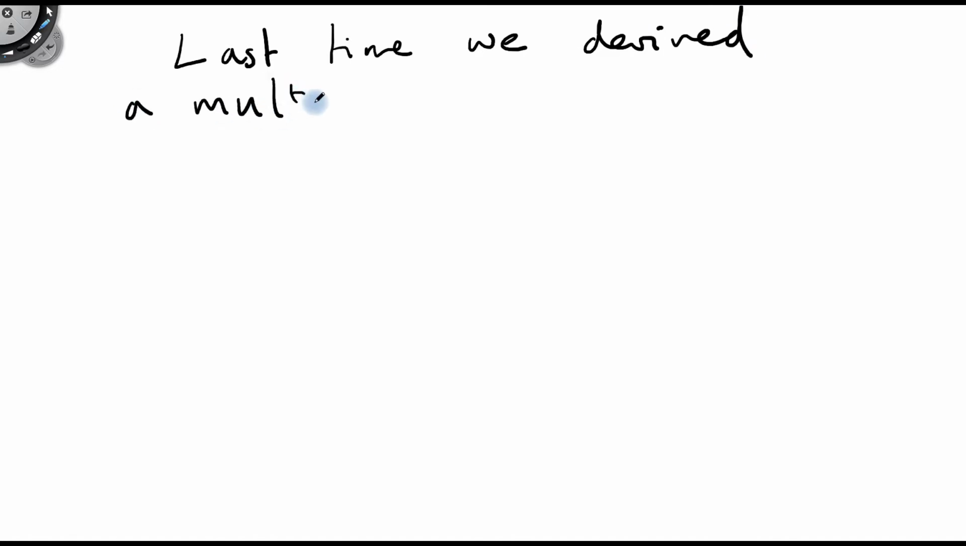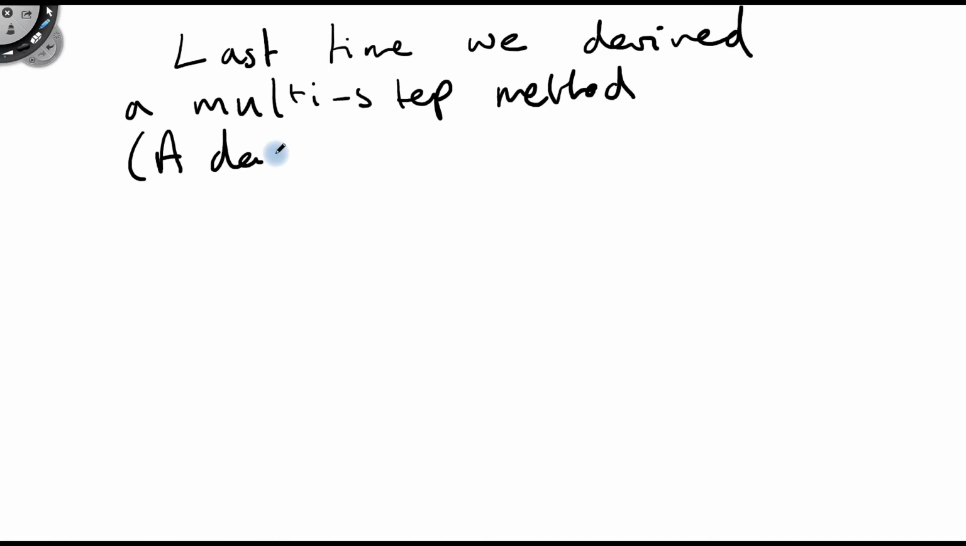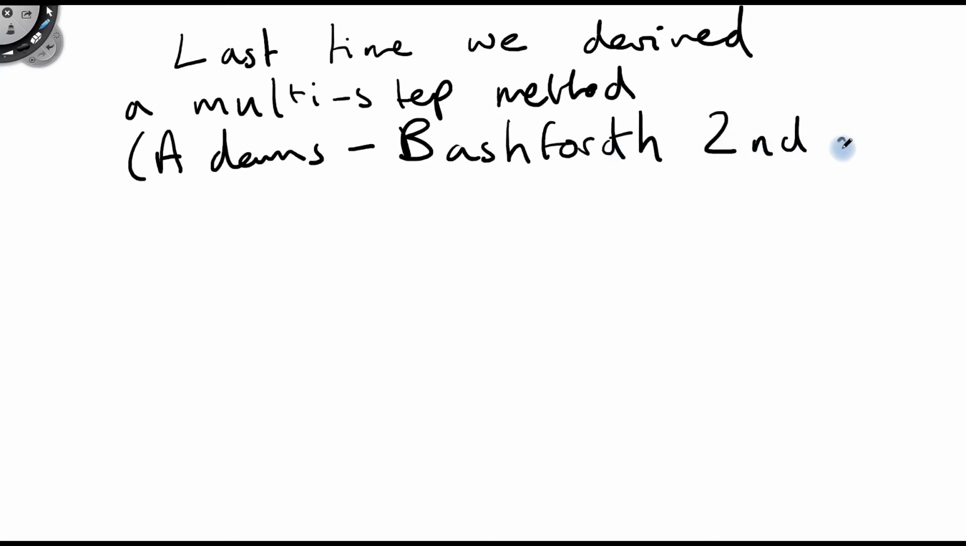Let's recap what we did last time. We derived a multi-step method. And by multi-step, I mean that we evaluate the function actually on the time step. And the name of it was Adams-Bashforth, second order accurate, AB2.